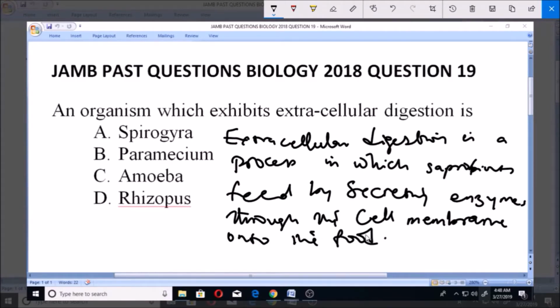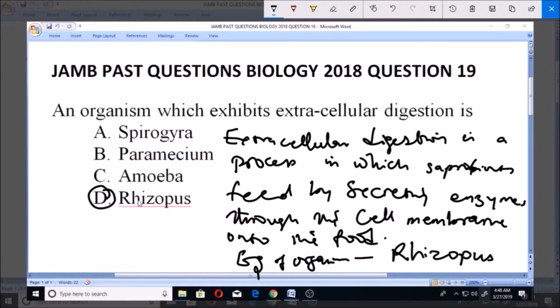So that is how it happens. The enzymes catalyze the digestion of the food into molecules small enough to be taken up by passive diffusion, transport, or phagocytosis. You understand? So which are some of the examples of organisms that do this? The example in this option is what we would call Rhizopus. Rhizopus undergoes this type of digestion, which involves secreting enzymes through the cell membranes onto the food in order for you to eat it.